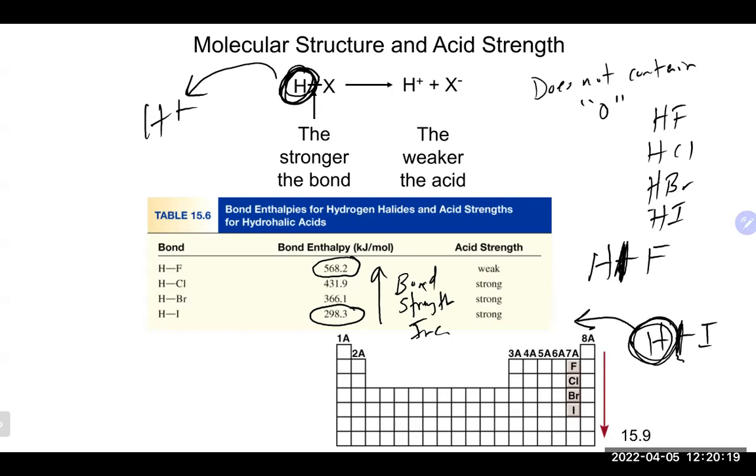That means in reality, less of it's going to come off, which means it's going to be a weaker acid. So the overwhelming thing that you want to look at in terms of acid strength when you're dealing with this type of acid that does not contain oxygen is the bond enthalpy. The stronger the bond enthalpy, the weaker the acid. And the lower the bond enthalpy or bond strength, the stronger the acid will be, because it will be able to basically come off a lot easier.